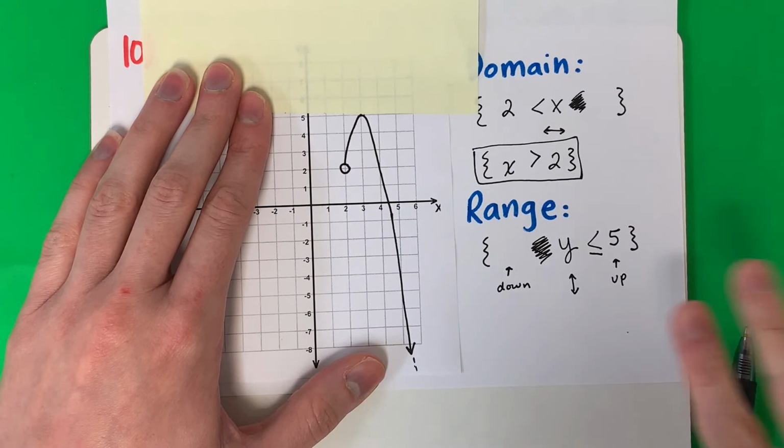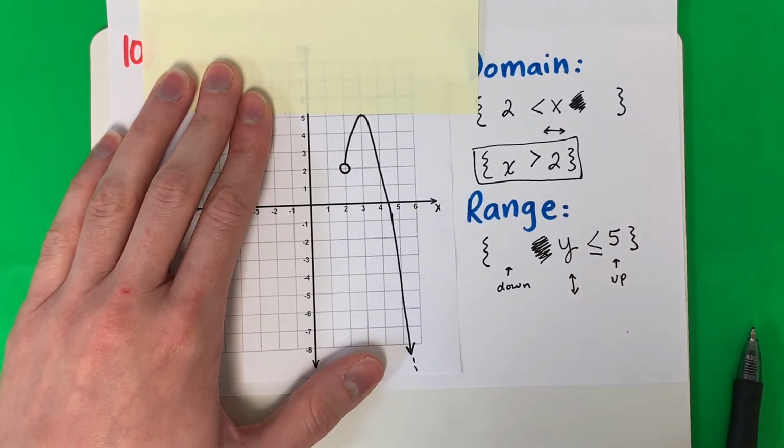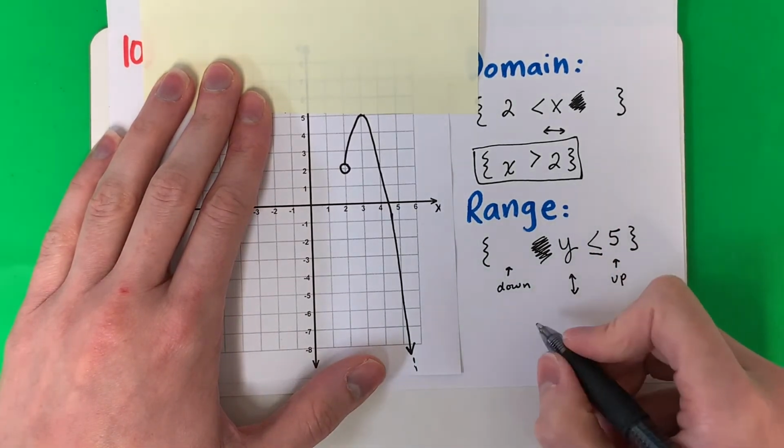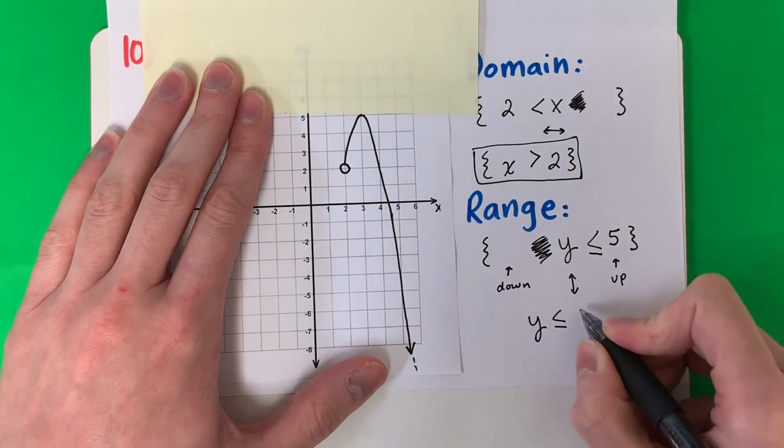And there's my answer. No switching because I have the letter in the front. So I can just keep it the same. Y is less than or equal to 5.